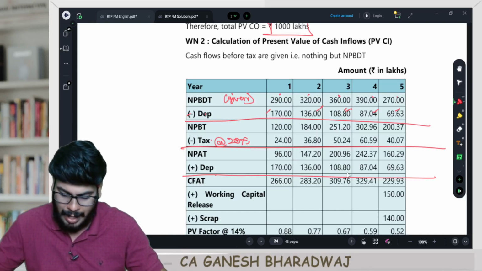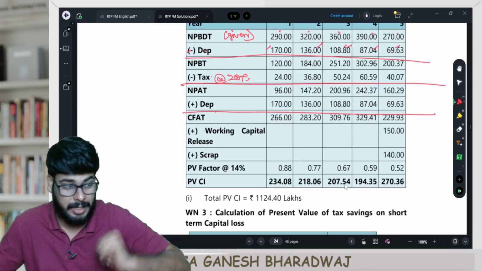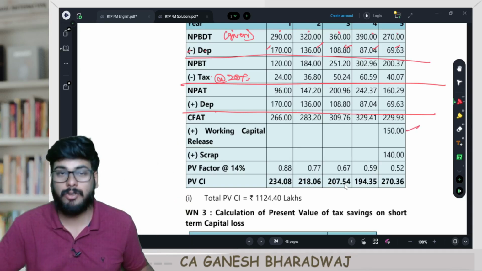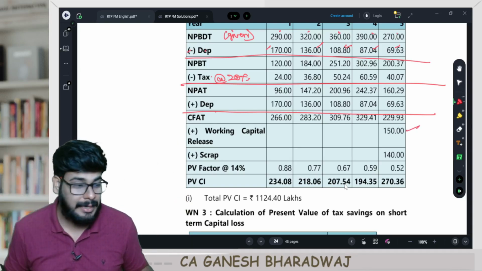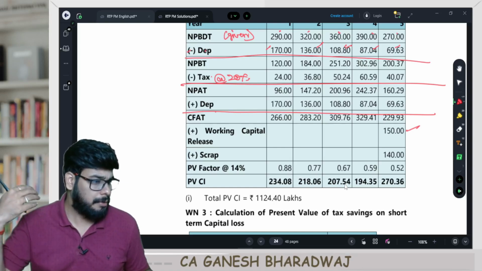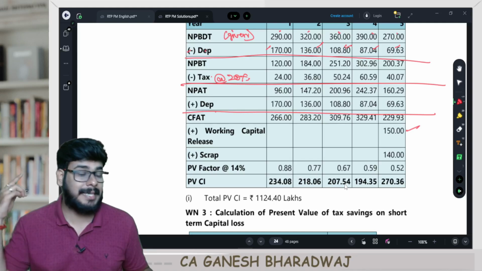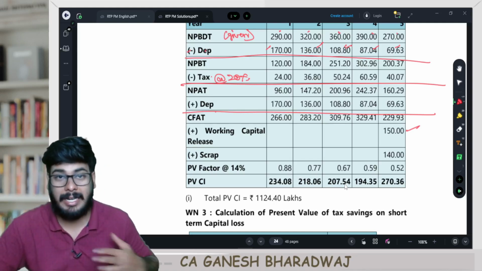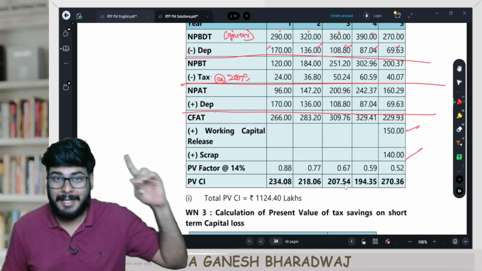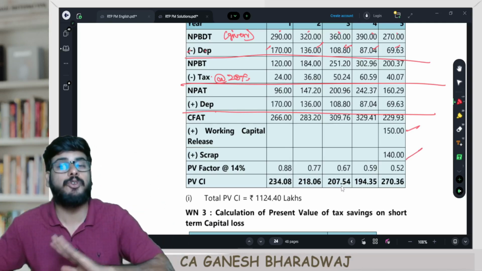Right. Now, what happens? Apart from this, are there any other cash flows? Yes. First one, the working capital gets released at the end of the project. So this is going to be an inflow for year 5. Then they have mentioned in the question that at the end of the 5-year period, the scrap value of the fixed asset is going to be 140 lakhs. That's going to be an inflow for me, 140 lakhs. Are you clear with this? And there is a tax shield also that they have computed separately, right?